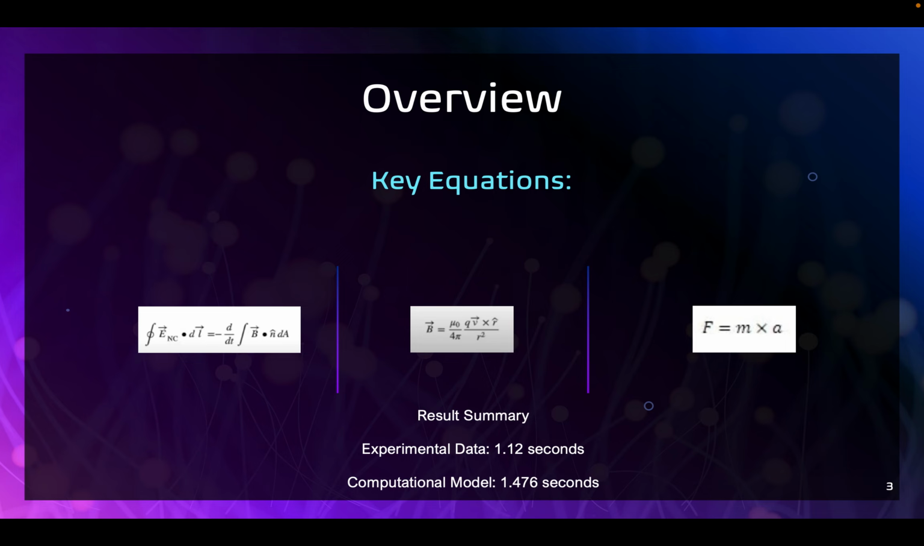So here are some of our key equations that we're going to be using throughout this lab. The equation on the left is Faraday's law, the middle equation is Biot-Savart law, and the last equation is Newton's law. A quick summary of our results: our experimental data was 1.12 seconds, and our computational model gave 1.476 seconds. This is the time that it takes the magnet to fall through the tube. With this being said, the system would be the magnet and the surroundings would be the tube.